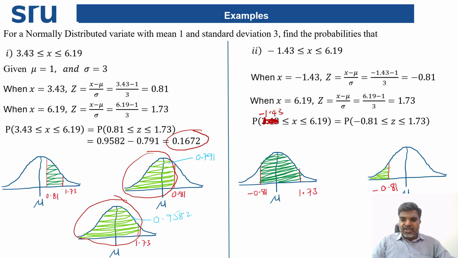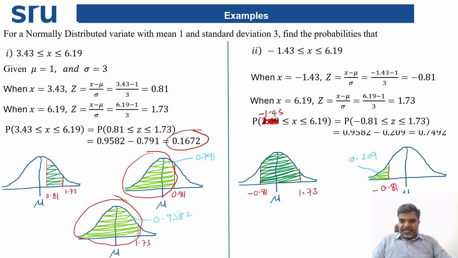See the green lines. From the table you will get this area. Okay, what is this area? 0.209. Similarly, you already know the left side area of 1.73. You can see this graph, the left side graph. When z equals 1.73, what is the area from the table? 0.9582. From this total area, I have to subtract 0.209. That gives the required area.